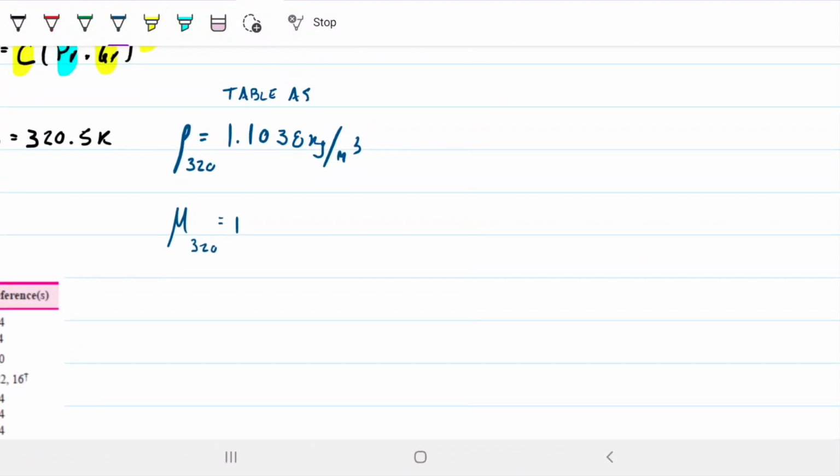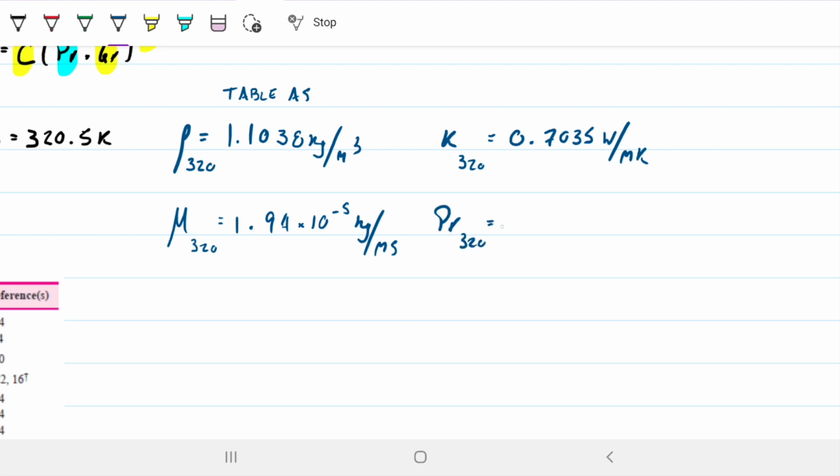So 1.94 times 10 to the minus 5 kilograms per meter second. Conductivity at 320 is 0.7035 watts per meter Kelvin. Prandtl at 320 is, oh, never mind, this was Prandtl. So no units there. And then k is 0.02779.